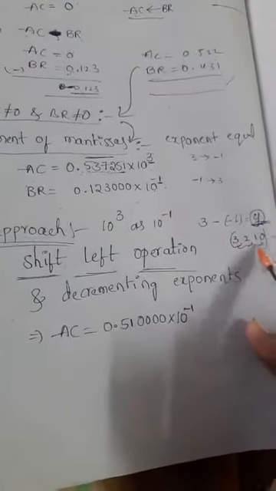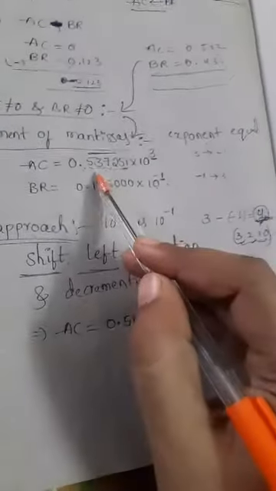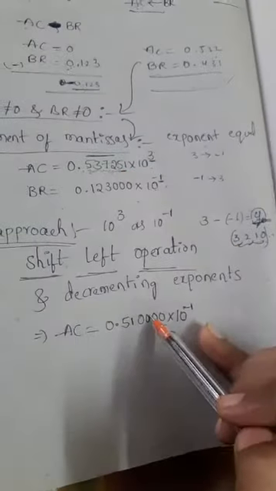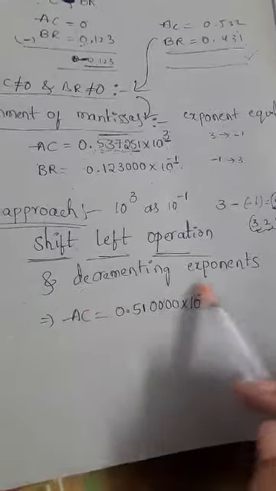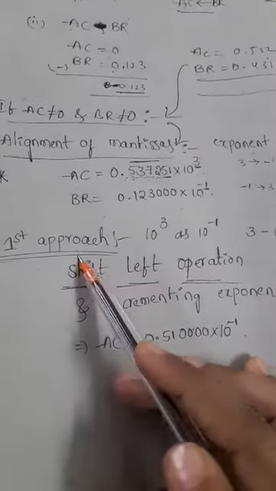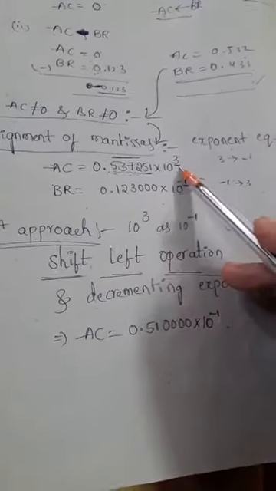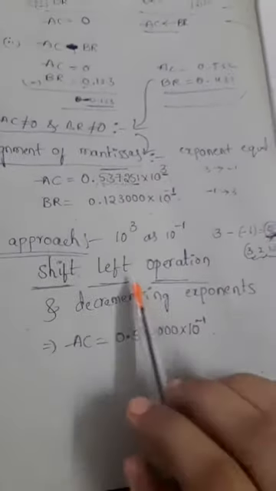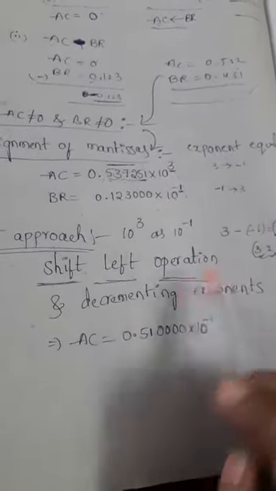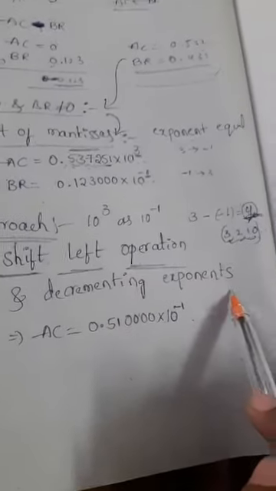These are 3, 2, 1, 0. What are the 4 bits? These are the 4 MSB bits we have lost. Okay, so then we are getting 10 power minus 1. So that's why we are performing this in the first approach. If you are converting the higher exponent to the lower exponent, you can perform the shift left operation and decrement the exponent value.